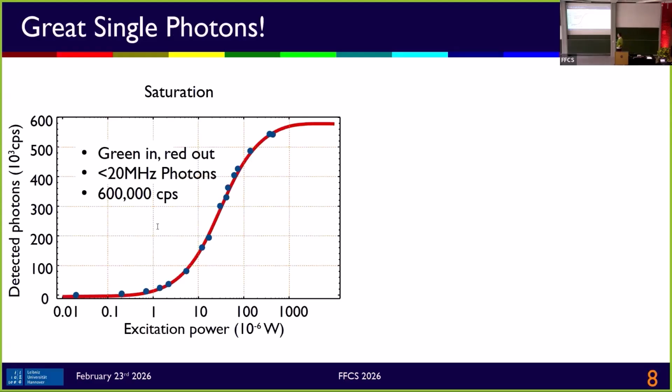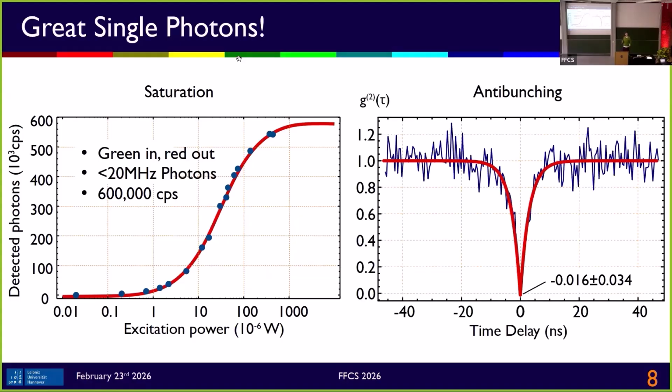When we talk about rates, the first measure is how many transfer events do I get? If I use them as secret keys or not, that's a totally different story. But here, this is a saturation curve. This is a typical feature of a single emitter, of a quantum dot, of an atom. It saturates at some point. At the same time, I get something called anti-bunching. These are single photons. If there's one photon emitted, there's not another one emitted at the same time.